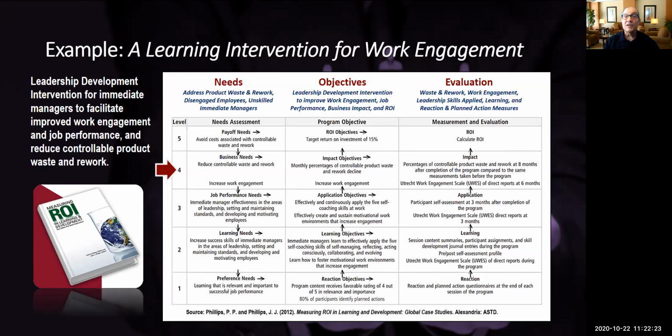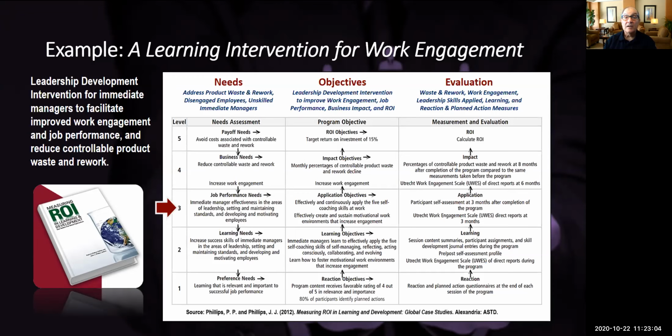Impact objectives: monthly percentages of controllable product waste and rework decline, increase work engagement. How are we going to measure it? Percentages of controllable product waste and rework at 8 months, in this case, after completion of the program, compared to the same measurements taken before the program, and we measured work engagement with the Utrecht work engagement scale. And we did that of the direct reports at 6 months. Job performance, immediate manager effectiveness: I need to improve immediate manager effectiveness in the areas of leadership, setting and maintaining standards, developing and motivating employees.